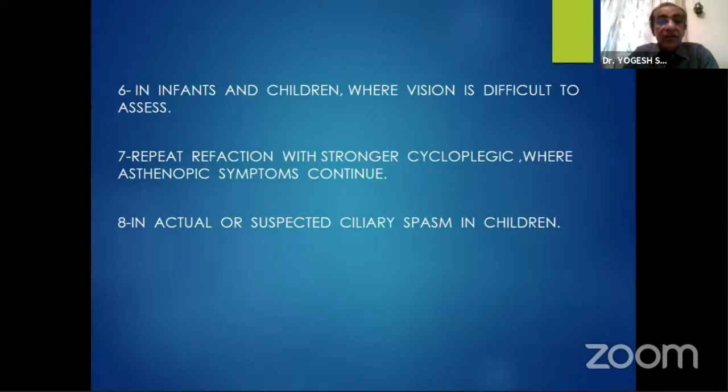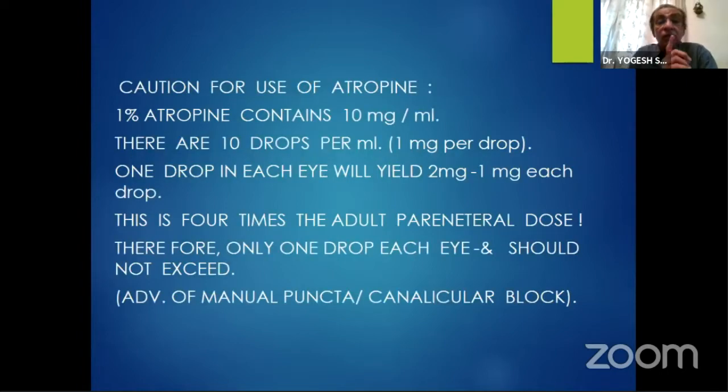Repeat the refraction with a stronger cycloplegic where asthenopic symptoms continue, and in actual or suspected ciliary spasm in children also do that. Now, atropine is used very judiciously in all cases. I especially use it up to 3 years of life, but only as ointment.